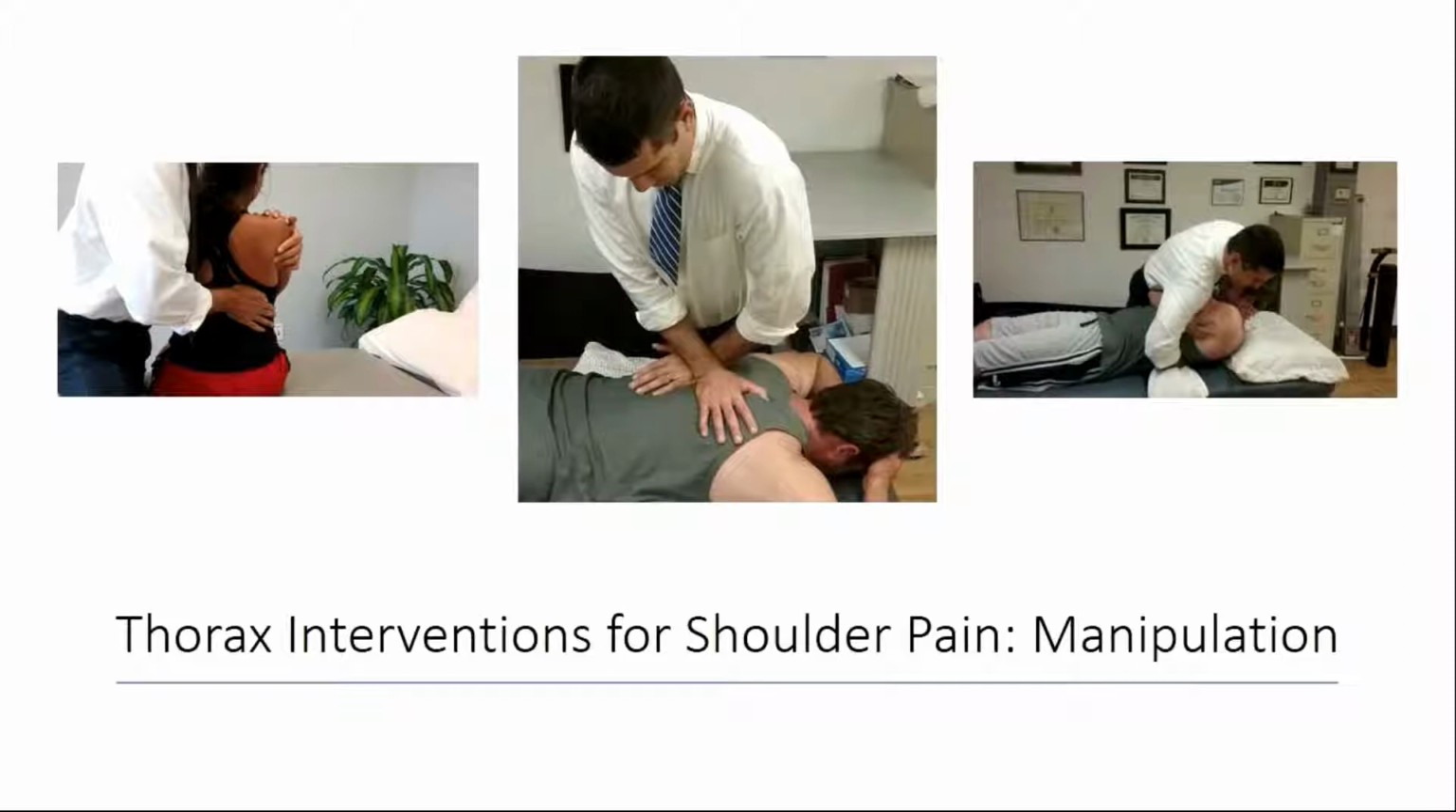The evidence is a little conflicting, but we do know that it's effective. It's when you compare it to other interventions that sometimes thoracic manipulation isn't superior to other shoulder interventions for people with conditions like subacromial pain syndrome, but it definitely helps. And remember, there's always going to be that patient that's going to respond better than others. So it's just a matter of integrating that into your care.